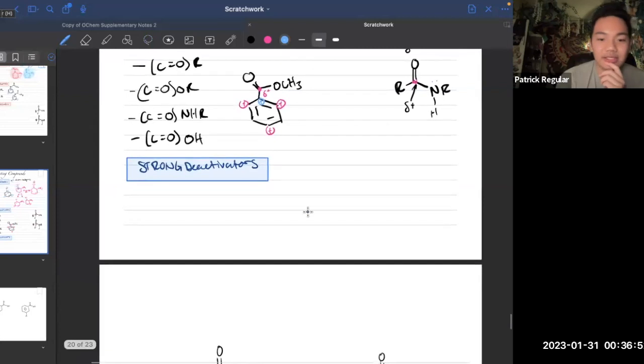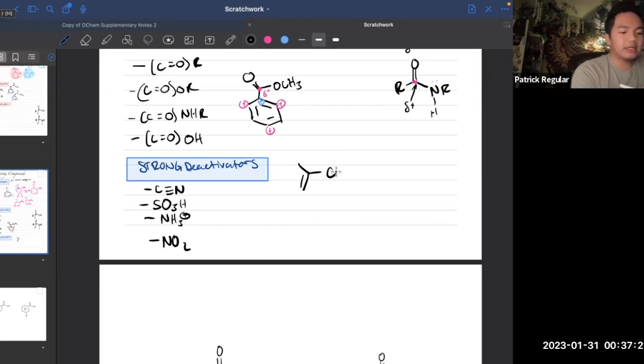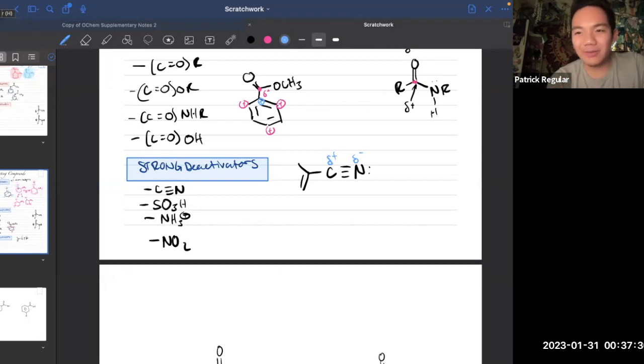Now, strong deactivators, these usually have an extremely strong partially positive charge, or straight up a positive formal charge. So our strong deactivators are going to be our nitrile group, sulfonic acid, ammonium group, and then a nitro group. All right, and let's see what they look like. This is what our nitrile group looks like. Nitrogen is partially negative, carbon is extremely partially positive. So it does not want to be anywhere near that positive charge during electrophilic aromatic substitution.